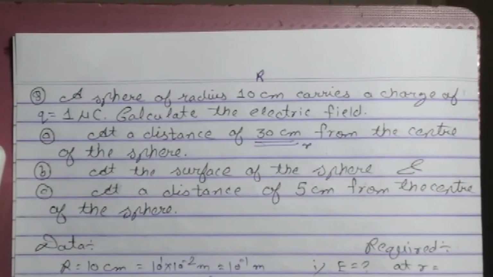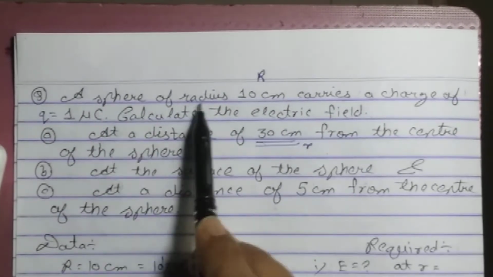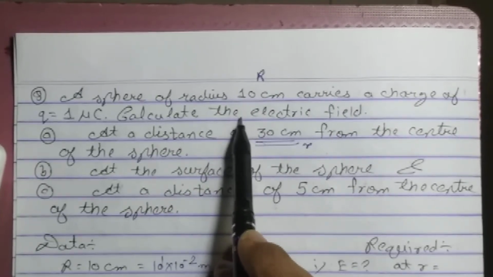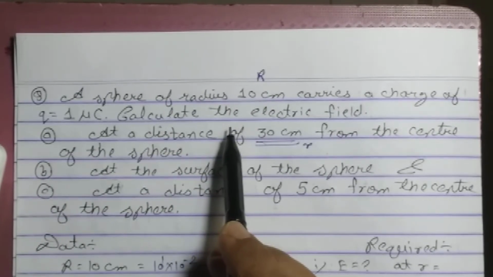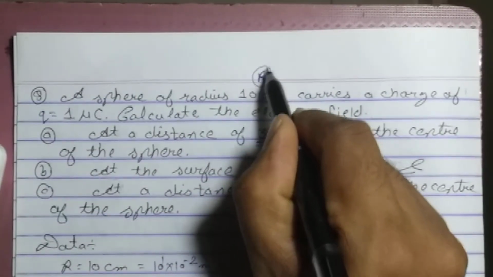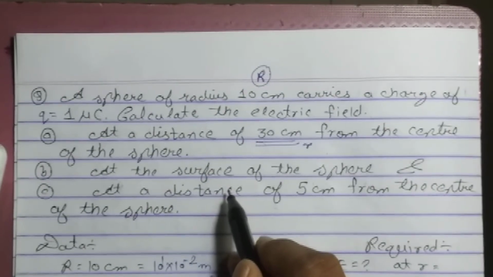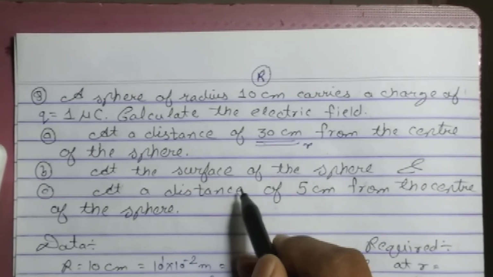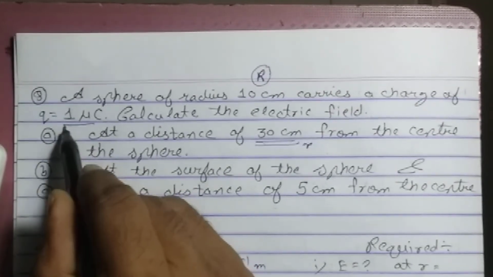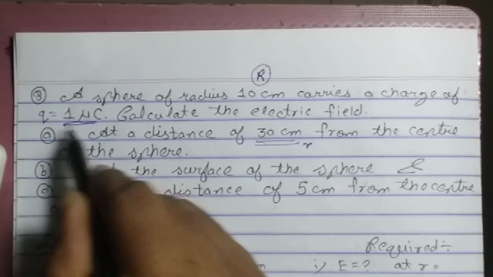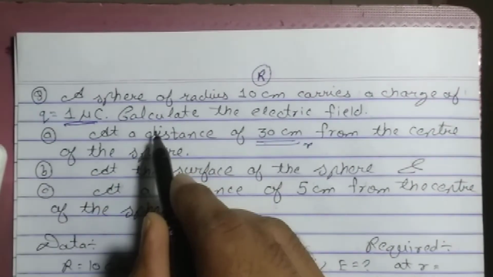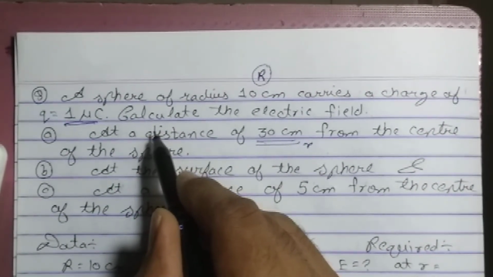Students, let us read the numerical. A sphere of radius 10 centimeter. Students, the charged sphere whose radius is 10 centimeter. As I told you, the radius of a charged sphere is represented by capital R. It carries a charge, and the value of charge Q on that sphere is also given. We have to find three things. Out of that, first let me solve the first thing.